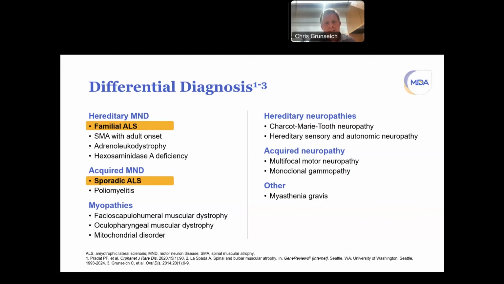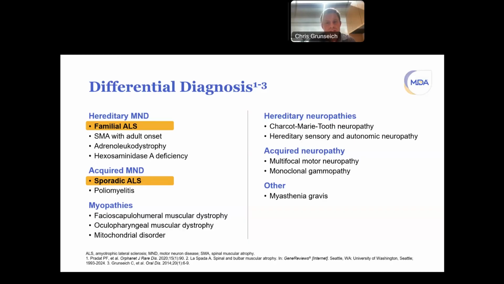Other diseases that affect the muscle should also be considered. Many patients with SBMA will have a lot of muscle complaints, muscle cramping, and muscle weakness, and other diseases that primarily affect the muscle are also included in the differential diagnosis. Other neuropathies should also be considered, whether they're hereditary, such as Charcot-Marie-Tooth disease, or acquired neuropathies, which are also in the differential and should be considered.